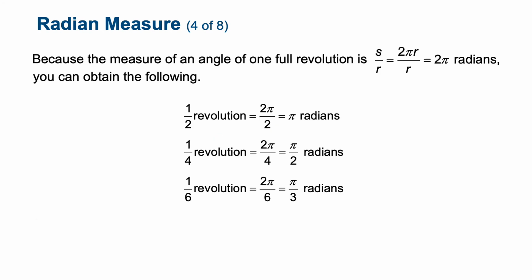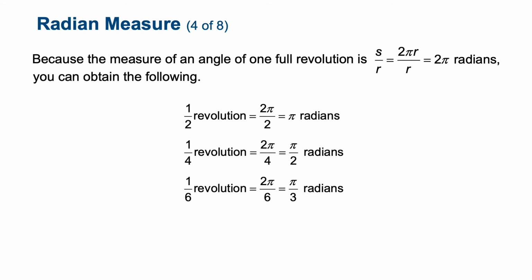So let's think about this. Since one full revolution is S over R, which is 2 pi R over R, which is 2 pi radians, right? Half of that would be pi radians. 1/4 of 2 pi would be pi over 2. And 1/6 of the entire circle would be pi over 3 radians.